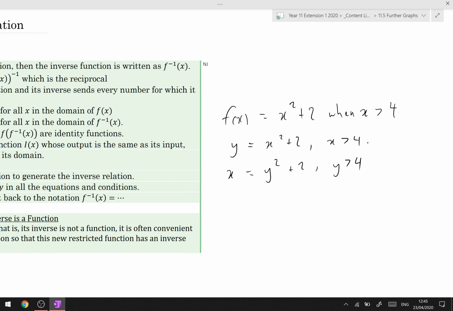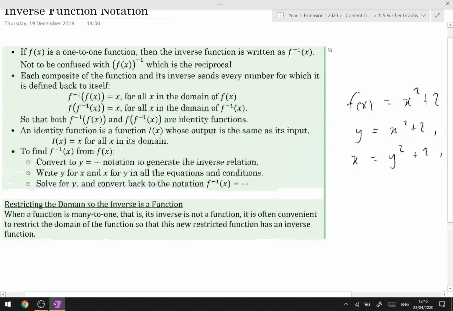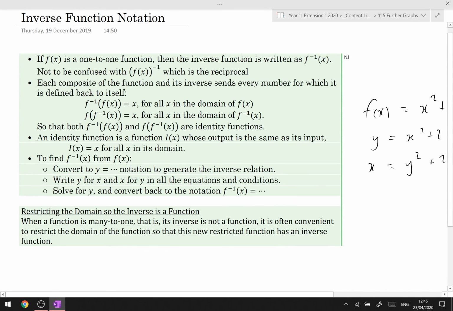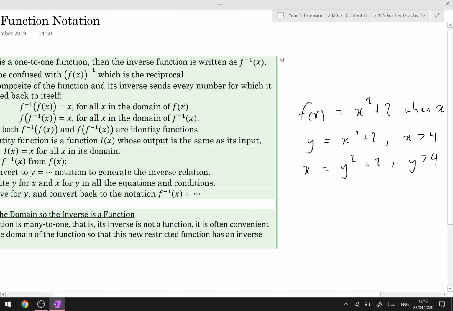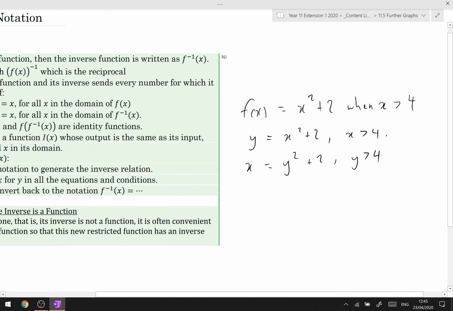Okay, so we're replacing all the x's with all the y's, just like that. And then the last step back over here is solve for y and convert back to the notation f minus 1 of x is equal to y. So basically what you're going to do in this is you're going to solve for y.